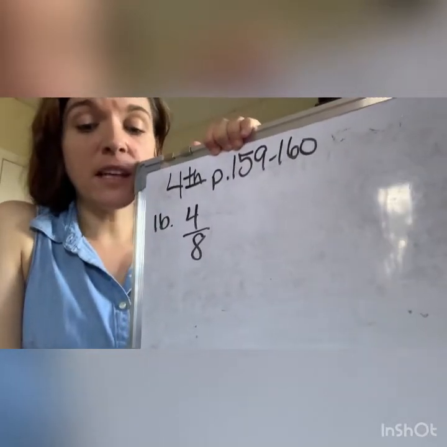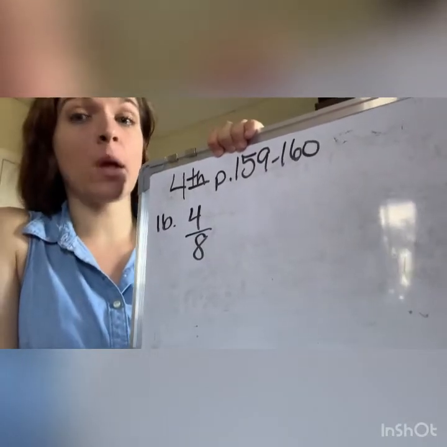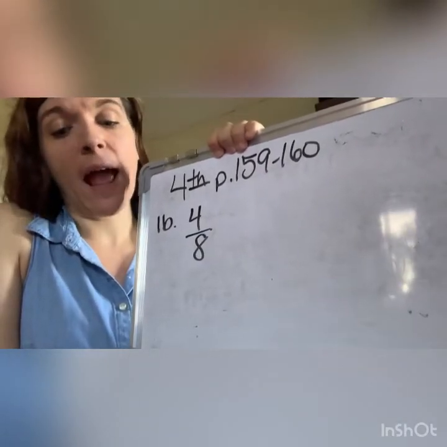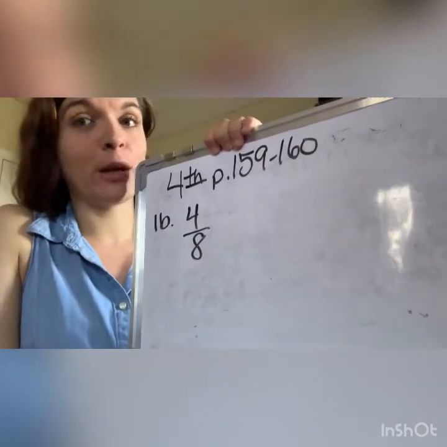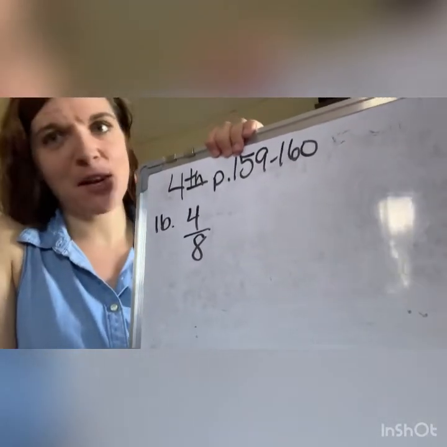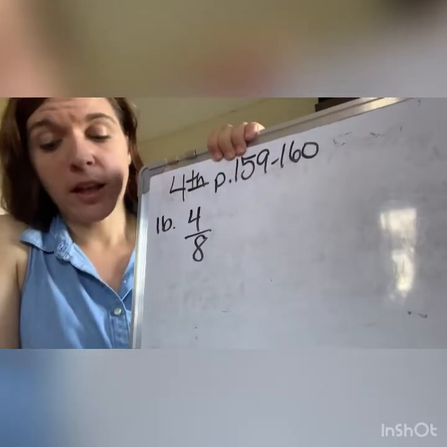Okay, 159 has a lot of boxes, so you just have to be careful about what you're supposed to do in each one of them. If you look at number 1, letter A, you just look at the fraction and put your numerator and denominator. Remember that your numerator is the number on top and your denominator is the number on the bottom. Super fácil, okay?